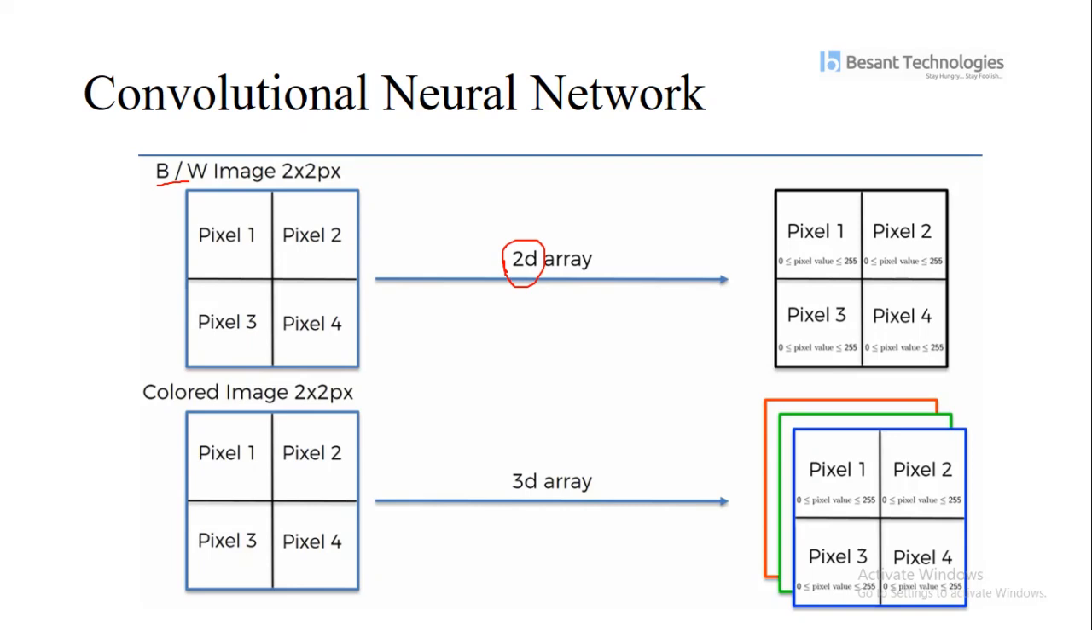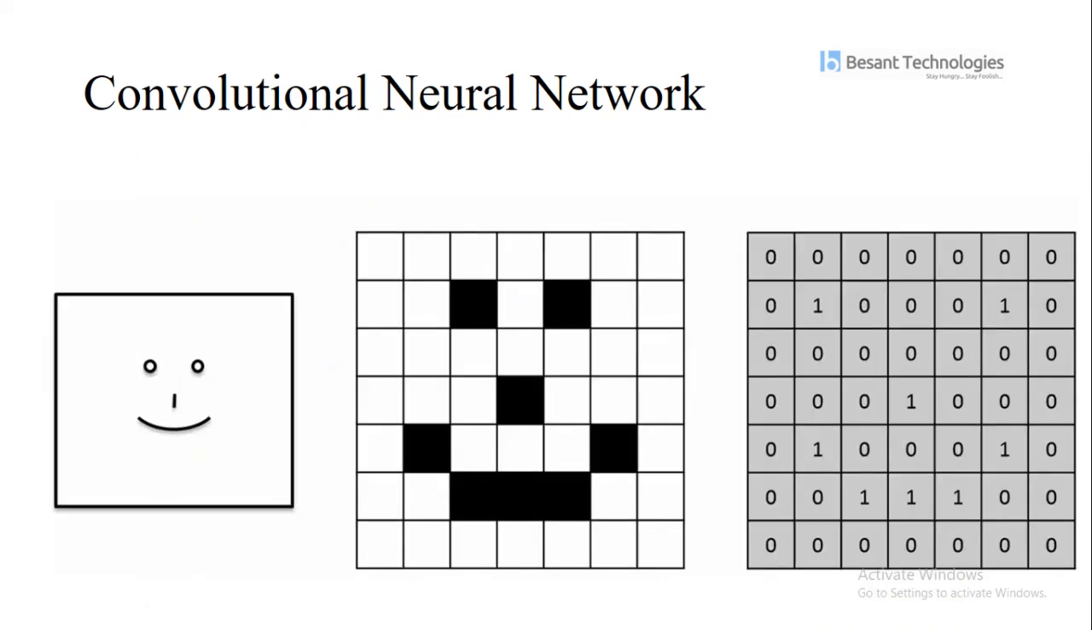When a colored image comes, 2 into 2 pixel, the same 4 pixel image, we need to convert it to a 3 dimensional array. So what is this 3 dimensional array? That's nothing but red, green, blue. We need to make it into red, green, blue images. Each pixel comes with values from 0 to 255, and we need to make it 3 dimensional to analyze our colored image. So this is our smiley.